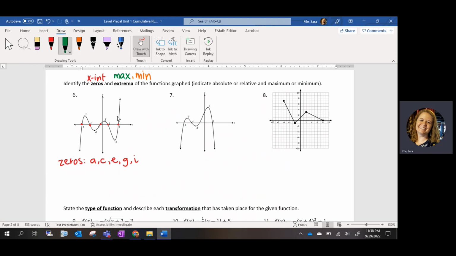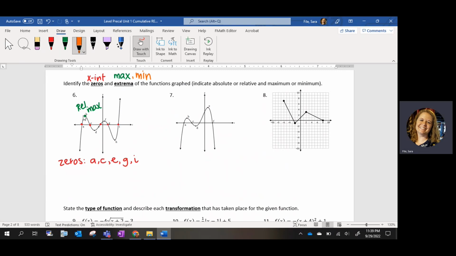So looking at this graph, a relative maximum is any point where your graph changes direction from increasing to decreasing. So B is a maximum. It is a relative maximum. As relative to the points on either side of it, it's a high point. It's a maximum point. Okay.